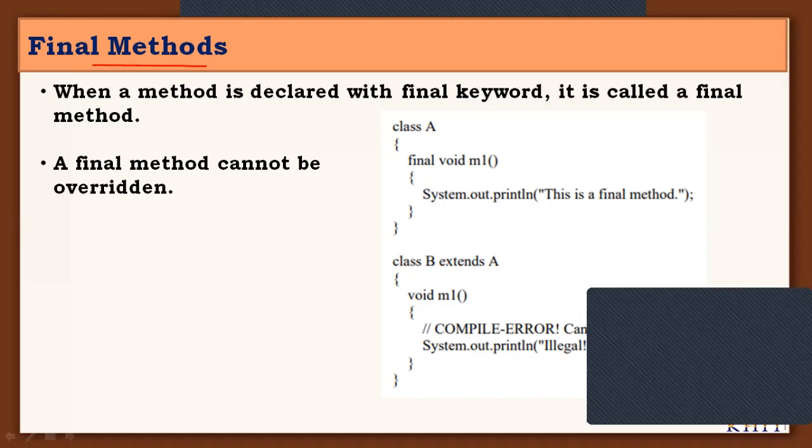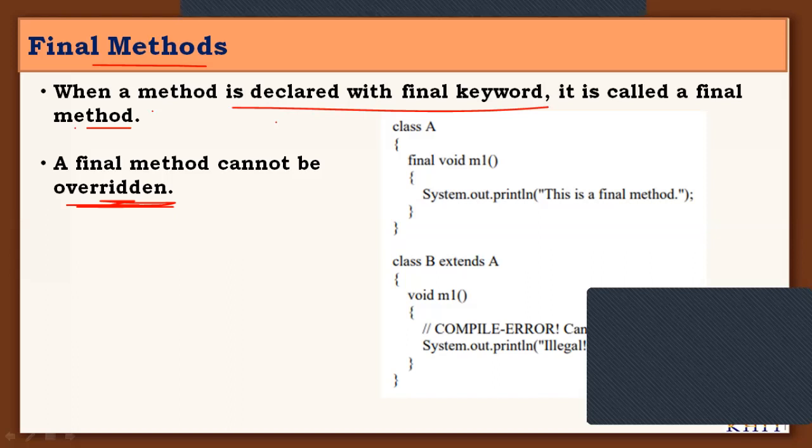Final method: we can also define a method as final, and that final method cannot be overridden. Overriding concepts you will get later in the packages and polymorphism concepts. When a method is declared with the final keyword, it is called a final method, and it cannot be overridden. Right now you only have knowledge of overloading, not overriding. So we cannot create such a type of method with the same name.